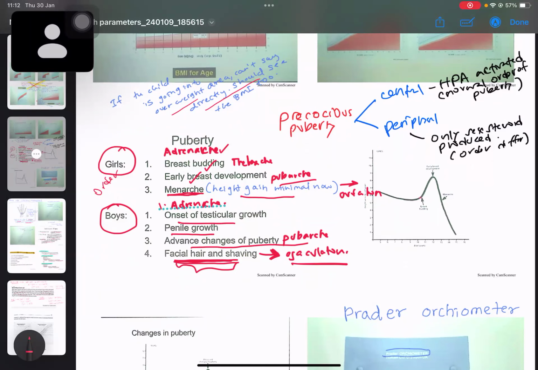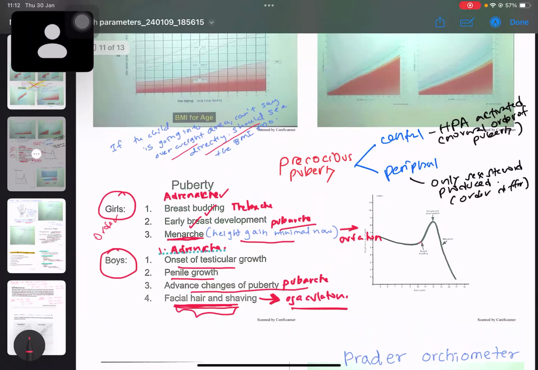You should be thorough with the order, because there's a thing called precocious puberty, central precocious puberty and peripheral precocious puberty. These are tested in MCQs as one or two stems sometimes, but these are not common MCQs. They can be asked.